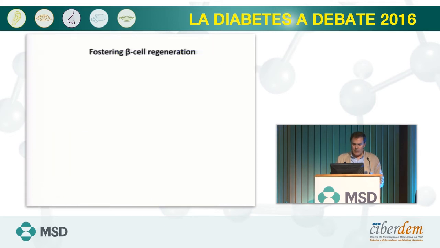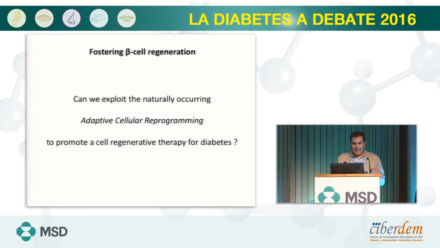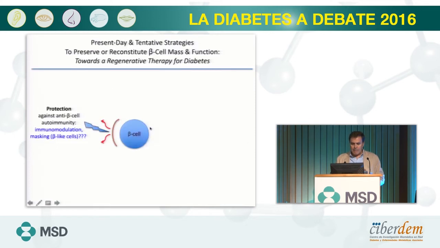mice. So the question is, we want to foster beta cell regeneration, and the idea is whether we can exploit this naturally occurring adaptive cellular plasticity to promote a cell regenerative therapy for diabetes. So let me first summarize the present-day and tentative strategies that are devised to try to preserve or reconstitute the beta cell mass and the beta cell function in patients.